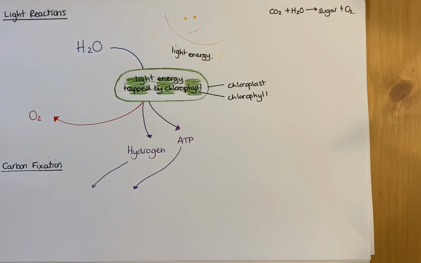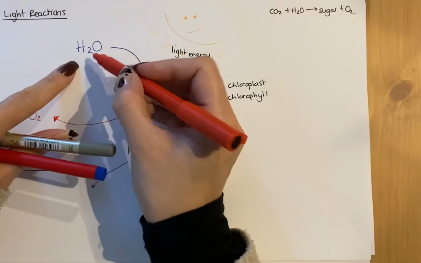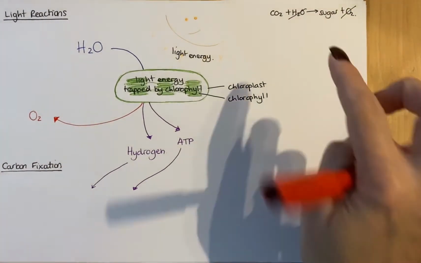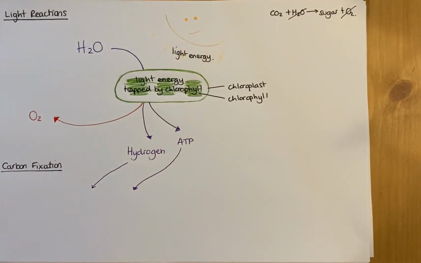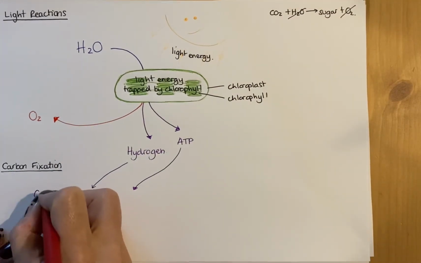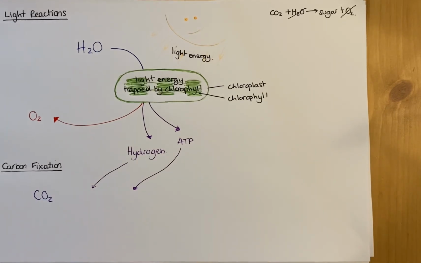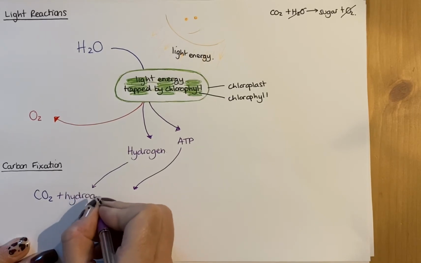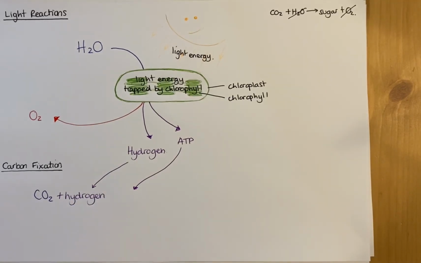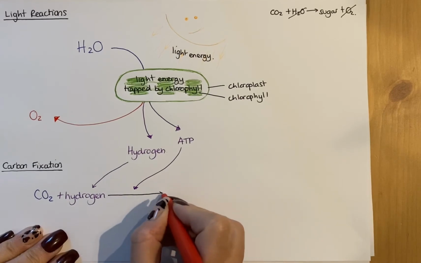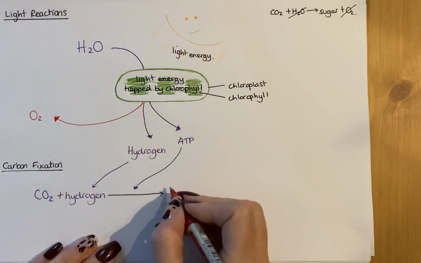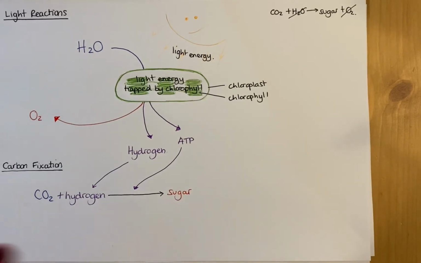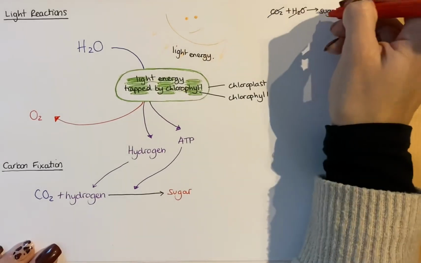As a reminder, going back to this overall equation, we've used our water and we've made our oxygen. We've still got to use our CO2, which is exactly what happens here. We combine it with hydrogen, and then that energy from ATP is used to help it create sugar. So now if we go back to our overall equation, we've used CO2 and we've made our sugar.